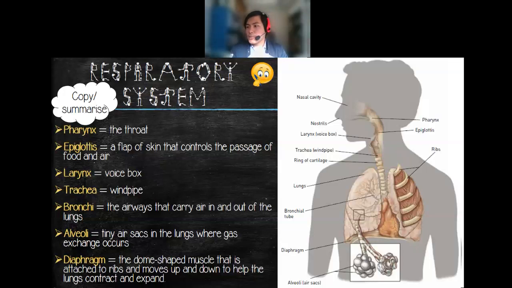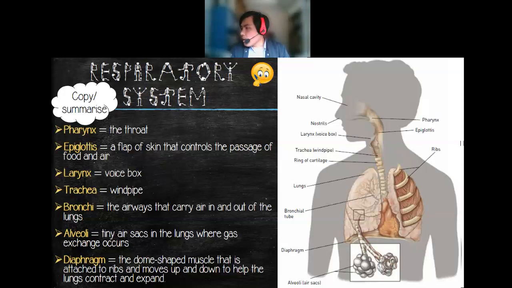And then you've got the trachea, which is the windpipe. Now, you may see that around the trachea, it says that there is a ring of cartilage. If you remember from when we learned about the skeletal system, cartilage is very soft, white, not bone, but it's part of the skeletal system.